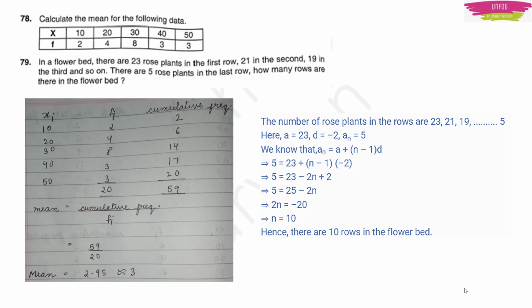Now, we know that AN is equal to A plus N minus 1 into D, according to arithmetic progression. We substitute all the values here. AN will be 5, A will be 23 and D will be minus 2. If you substitute, you get N is equal to 10. Okay, actually minus 10, but minus 10 will not make any sense, right? We are talking about the number of rows. So, there are 10 rows in the flower bed.